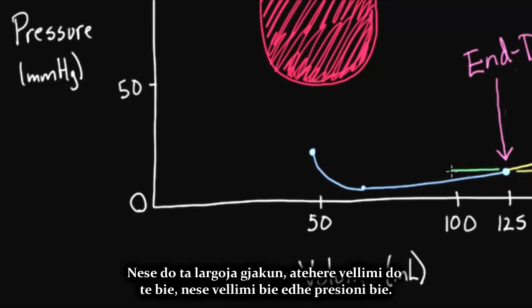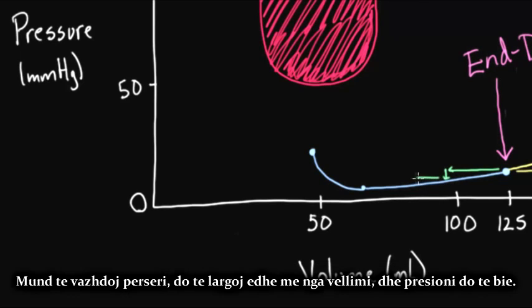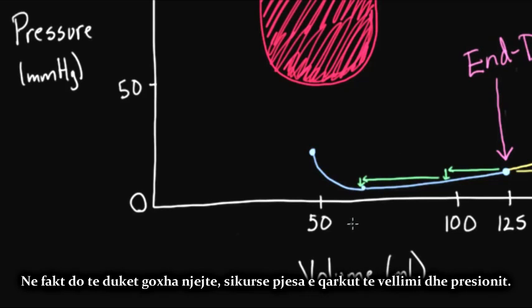Well, if I was to do that, if I was to take blood away, then my volume, of course, would go down. And if the volume goes down, the pressure goes down. And then I could do it again. I could take more volume away, and the pressure would go down. And actually, it would look pretty much the same as that chunk of our pressure volume loop.